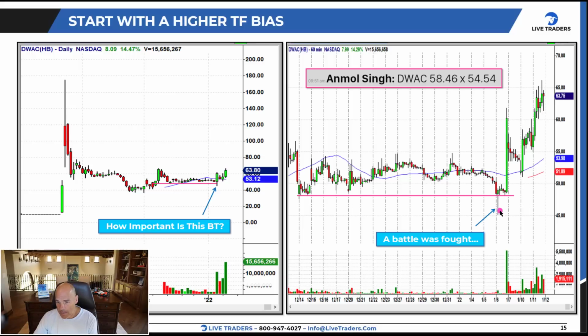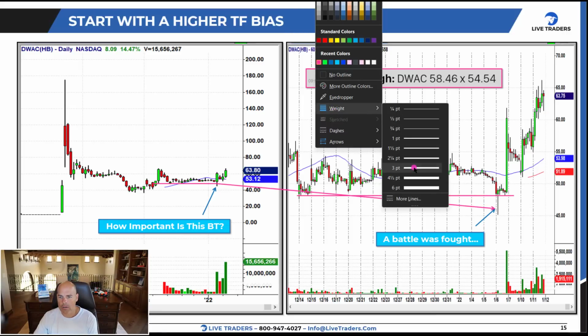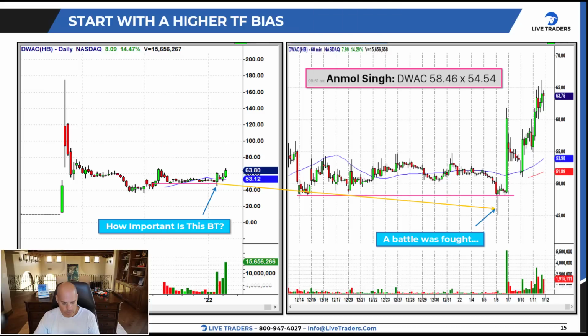That bottoming tail on the 60 is that right there. Okay, let's make that a little wider. Let's make it a different color, orange. Okay, and a little smaller there. You guys get the point. So that on the daily is that on the 60.